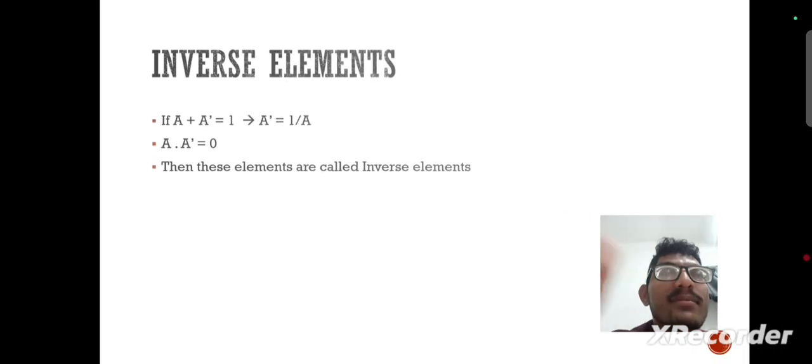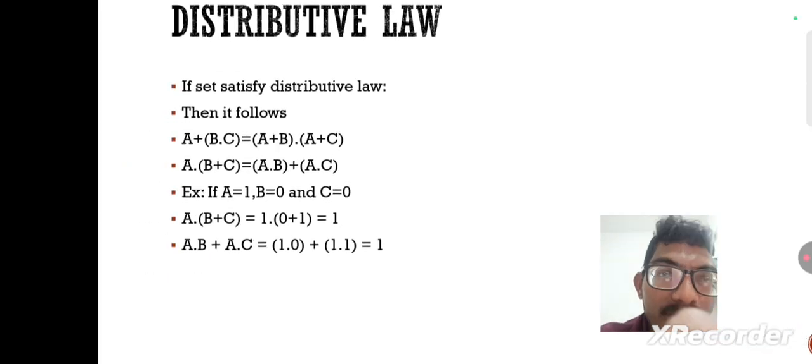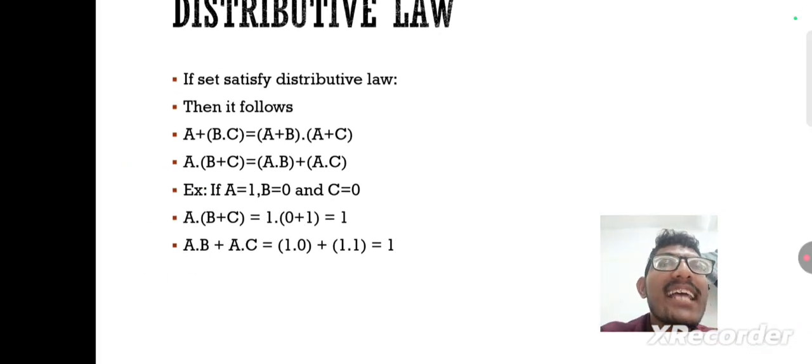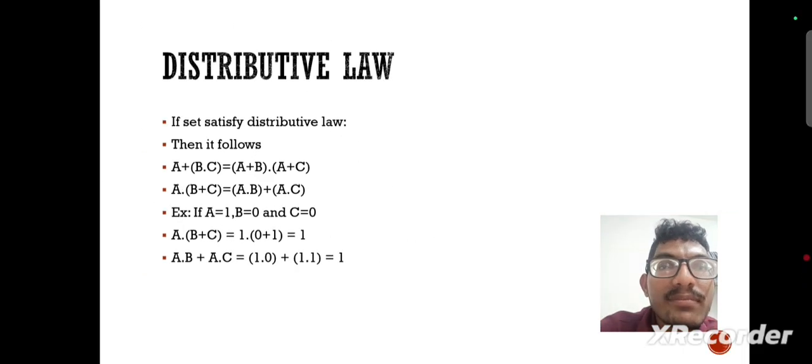Next we will go to the distributive law. If a set has to satisfy the distributive law, then the condition is A plus (B into C) equal to (A plus B) into (A plus C). Next, we have to do it on multiplication also: A into (B plus C) equal to A into B plus A into C.